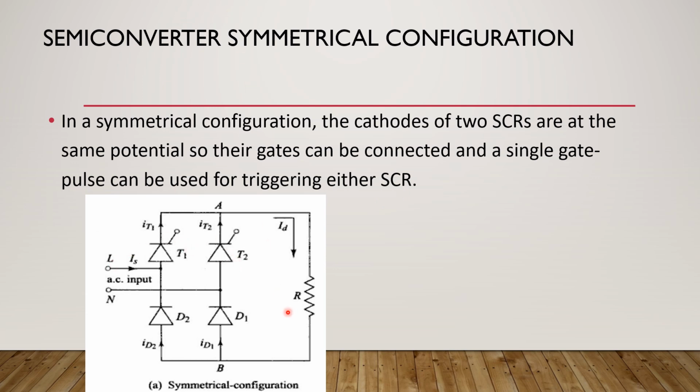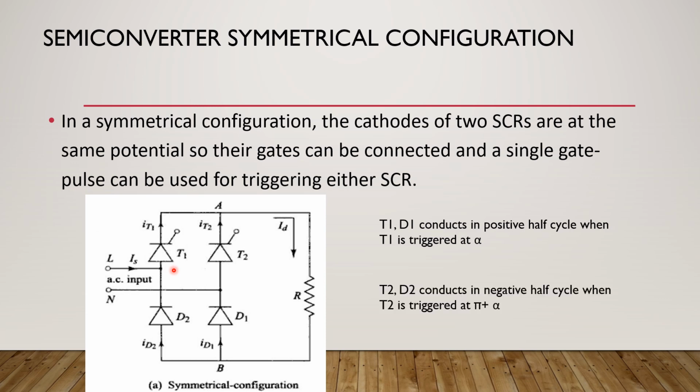So how is the circuit working? At any time, two of the devices are going to be conducting. Now, during the positive half cycle, we have T1 and D1, which are forward biased, and they will be conducting. But at the same time, T1 is a thyristor, so it requires to be given a gate pulse. Similarly, you have to give a pulse to T2 during the negative half cycle so that it will conduct along with D2.